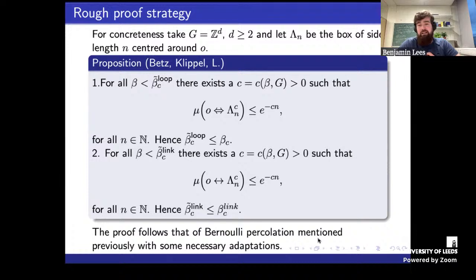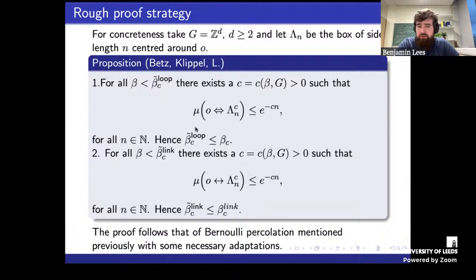There's some necessary adaptations, but in this model of links, we do have a spatial Markov property. So if we condition on what's happening all the way along a boundary of some set separating the origin from outside, then we have independence inside and outside. And that is almost everything you need for the Bernoulli case. And it turns out that this is enough for us to get this proof.